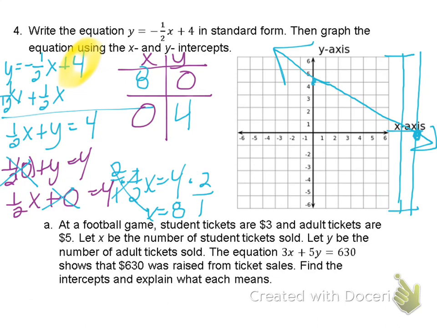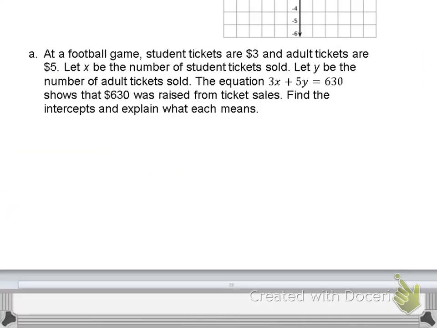Okay, the last example is an application problem for the real world. So it says at a football game, student tickets are $3 and adult tickets are $5. Let X be the number of student tickets and let Y be the number of adult tickets. So let's make those different colors so we don't get confused here. So X is student and Y is adult.